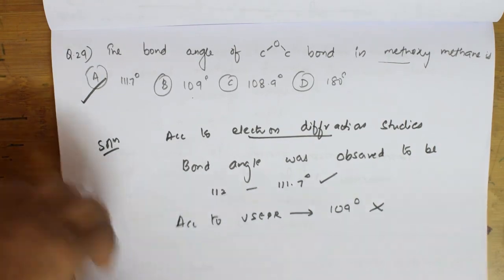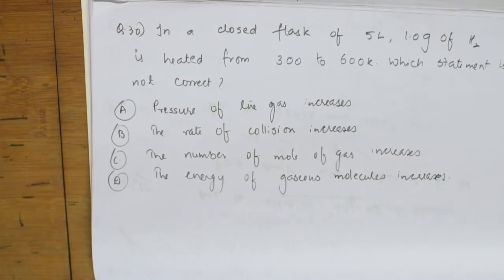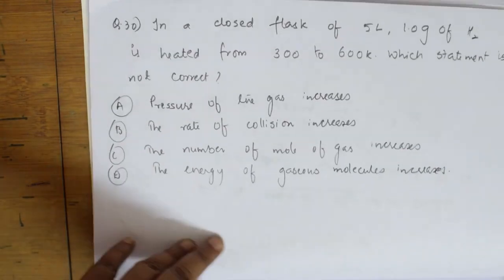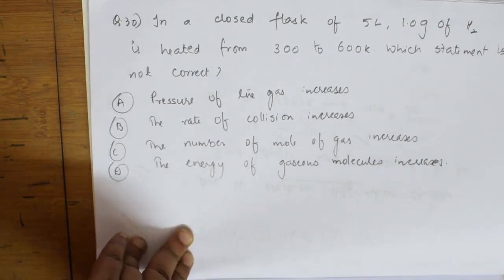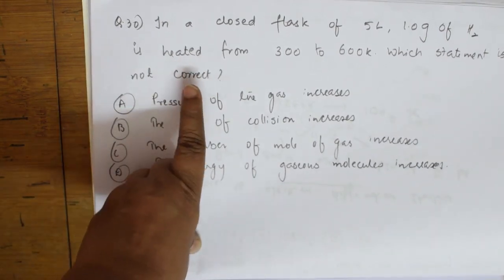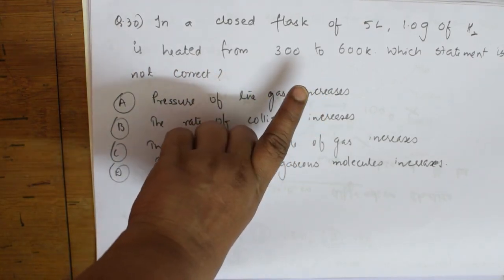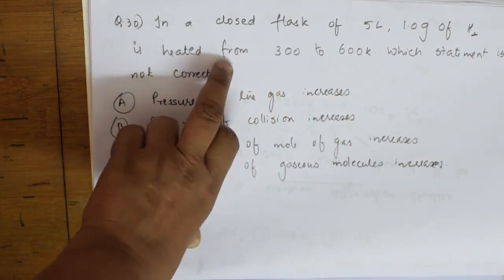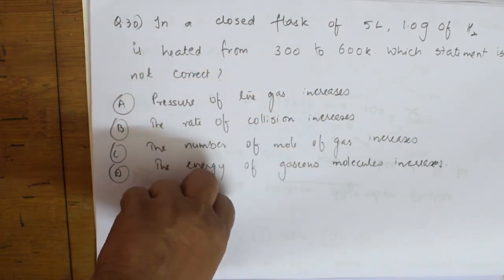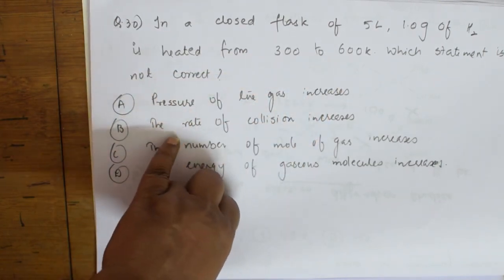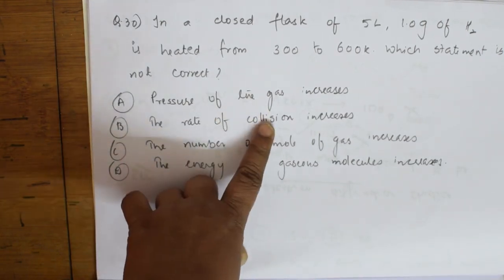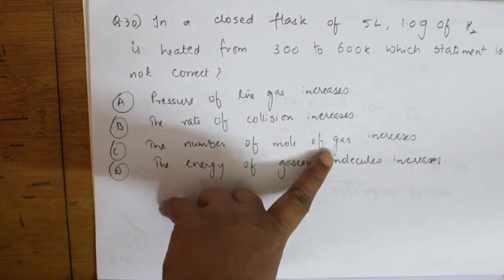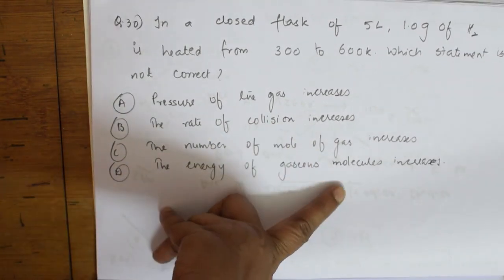Let me turn my page. Okay. Yeah, I have written the questions. Right. So let's read this question. What did they give me? In a closed flask of 5 liters, 1 gram of hydrogen is heated. Okay, there is a closed flask itself, so 5 liters capacity. 1 gram of hydrogen is heated from 300 to 600 Kelvin. Which statement is not correct? Okay, they've given: pressure of the gas increases, rate of the collision increases, number of moles of gas increases, the energy of gaseous molecules increases.